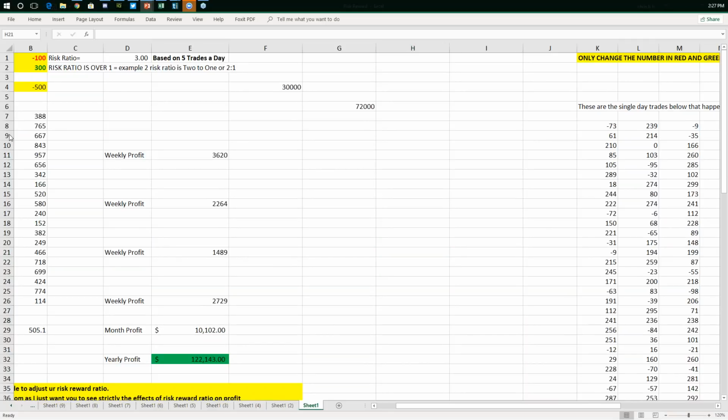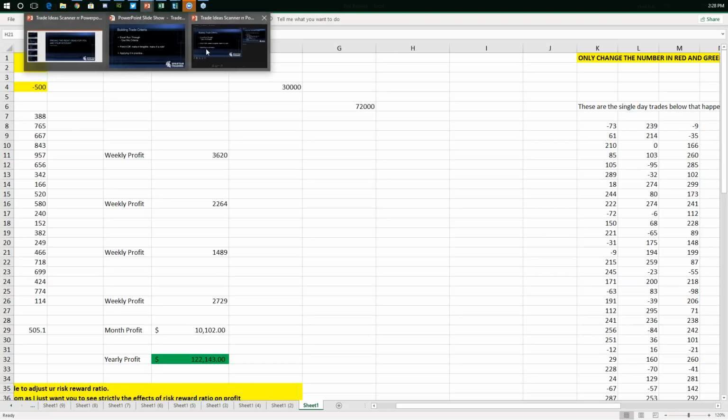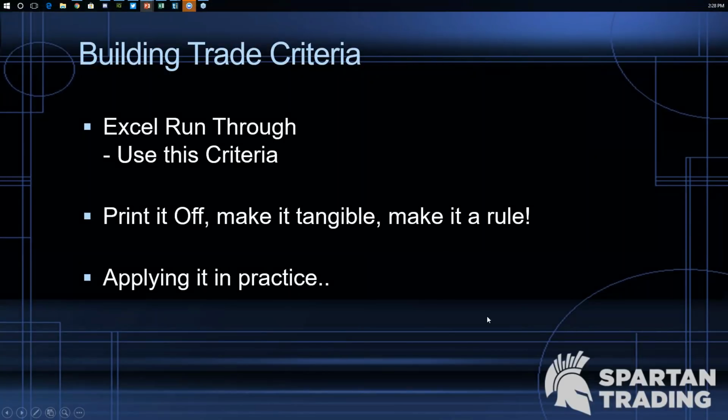Now I want to go back to that PowerPoint and just kind of recap here. So, building that trade criteria: use the criteria, print it off, make it tangible. I think it's really important that once you develop that criteria to actually make it tangible in terms of having a hard copy in front of you and a calculator as well.